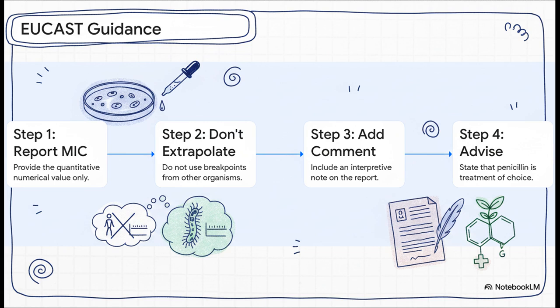First, you report only the numerical MIC value. Second, and this is a big one, do not try to extrapolate breakpoints from other species. Third, and this is key, add an interpretive comment to the report explaining the situation. And finally, advise that penicillin is generally considered the treatment of choice and that susceptibility can usually be inferred.